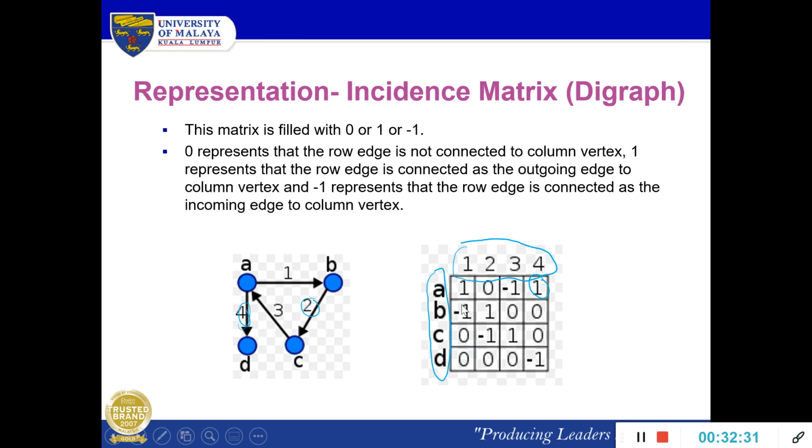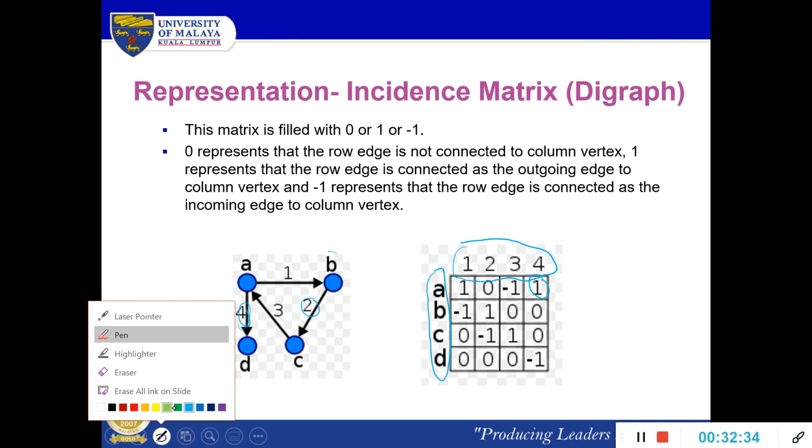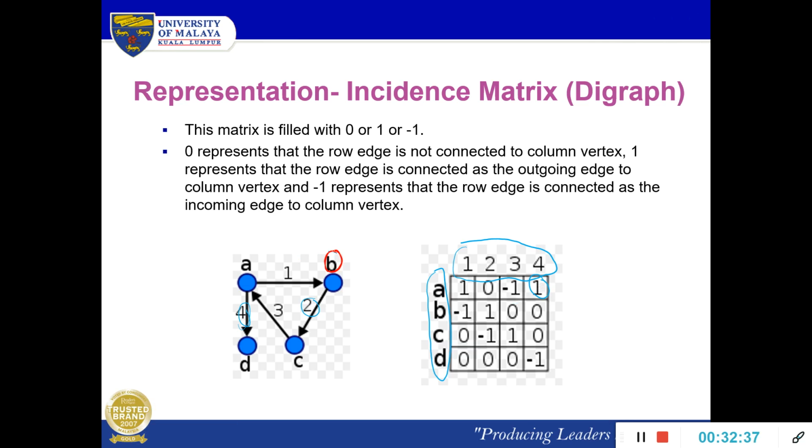Let's see the vertex B. Is B incident with 1? Yes. Is it outgoing or incoming? It is incoming, so you put -1. Incoming to B is -1. Is B incident with edge number 2? Yes, as outgoing, so you put 1. 3, no incidence. 4, no incidence.